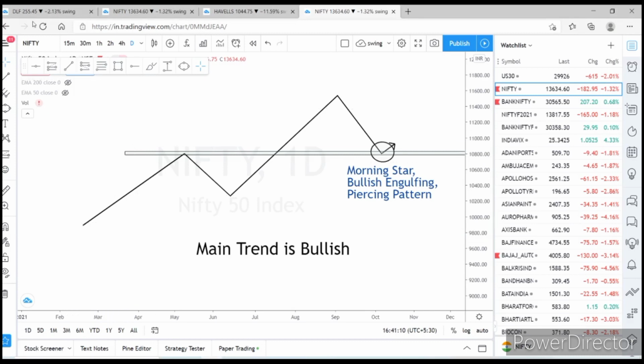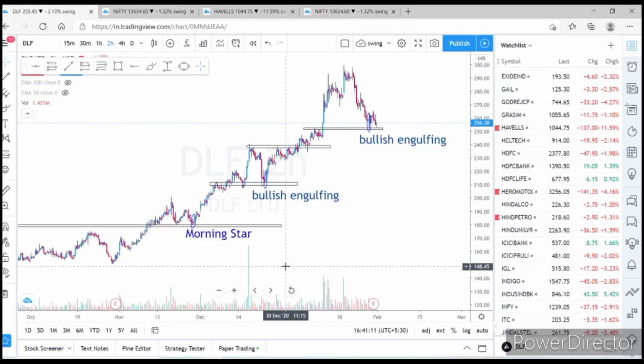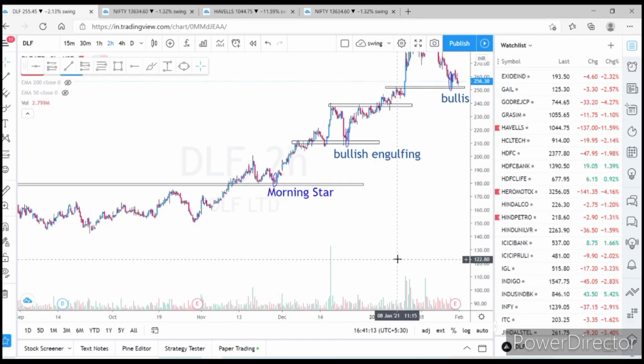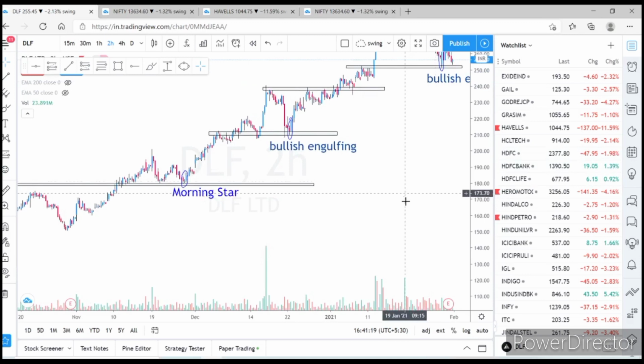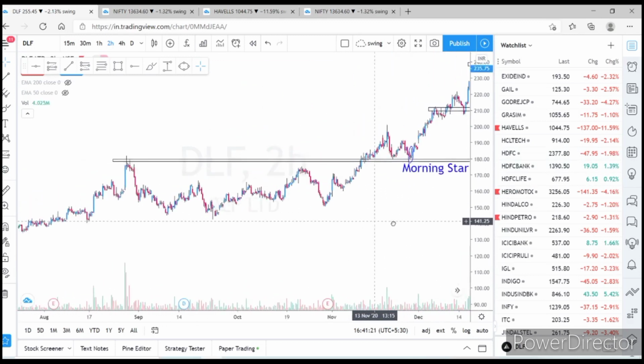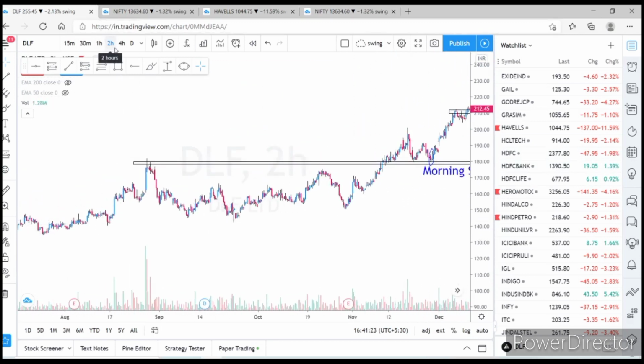Okay, so this is the chart of DLF. I am not considering very past behavior of the market. I am taking example of the very recent behavior of the stocks. So this is the chart of DLF. I have taken example of 2 hour.